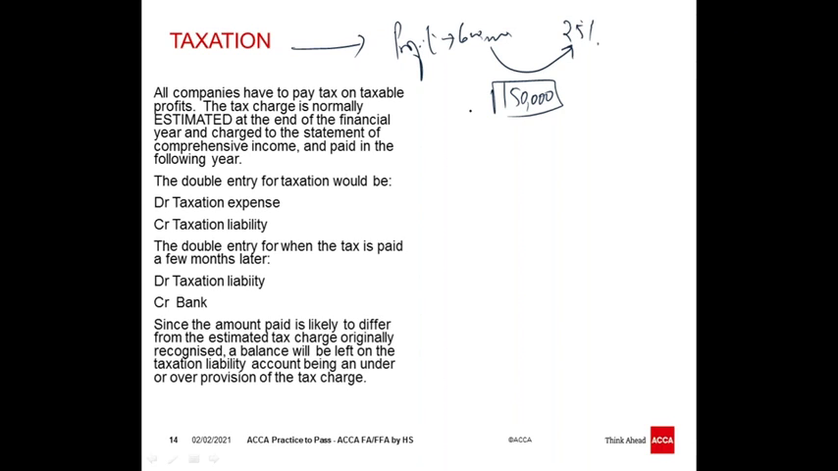So when we book the tax liability, the accounting entry will be tax expense debit, tax payable credit, and when we pay the tax, the accounting entry will be tax payable debit and bank credit. Is it clear?